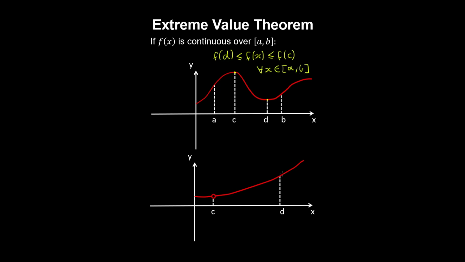Now if we look at this second example, the interval's open at c, so we can observe that the function has a maximum at d. But because f of c does not exist, if we observe the limit of the function as x approaches c from the right, which evaluates to f of c, so in this case as x approaches c, the function approaches f of c, but never quite gets there. So there's no minimum.